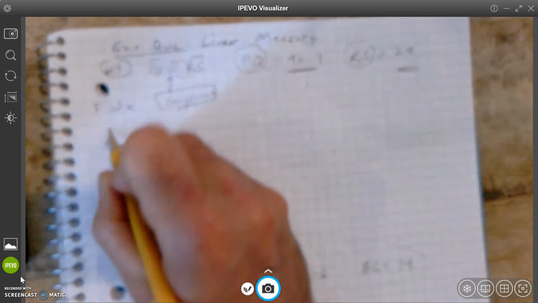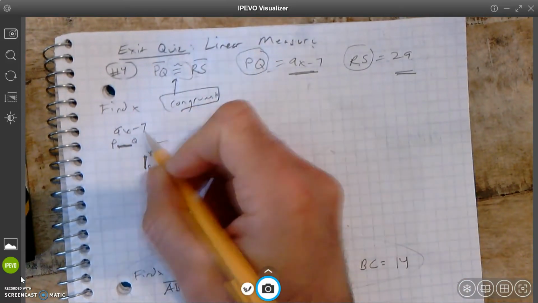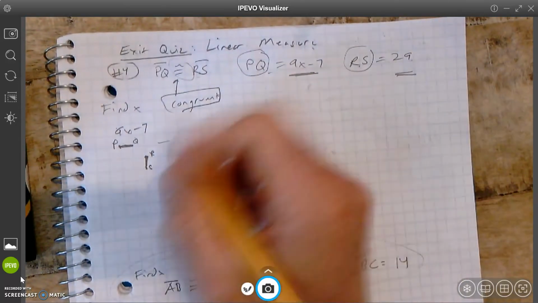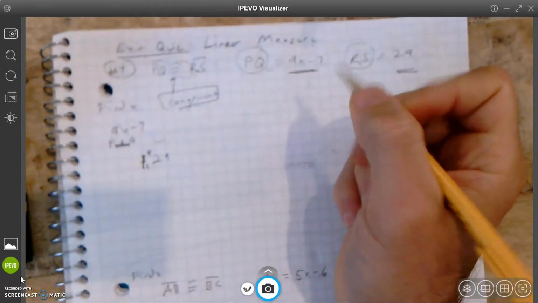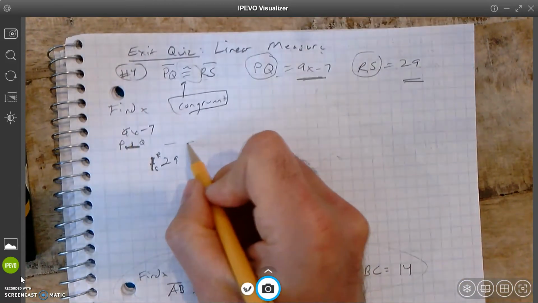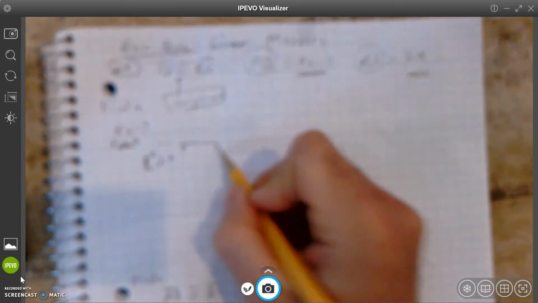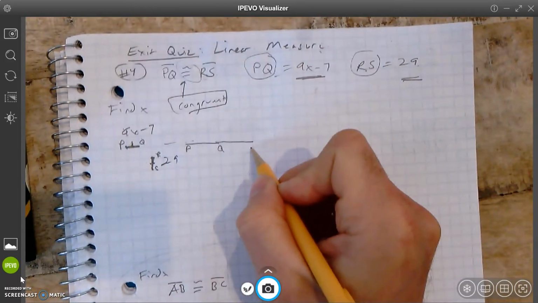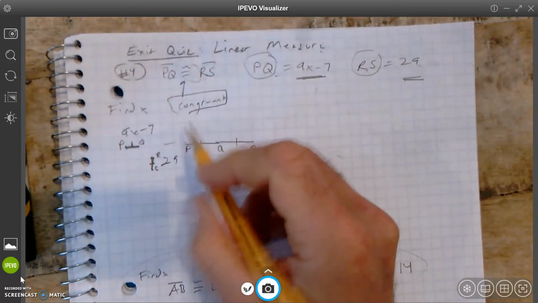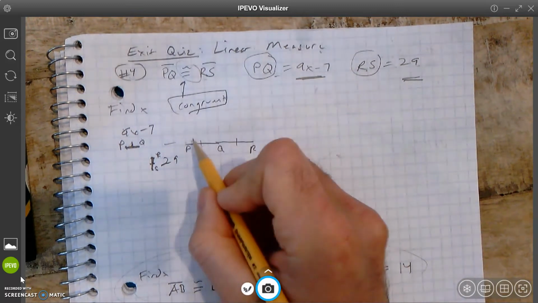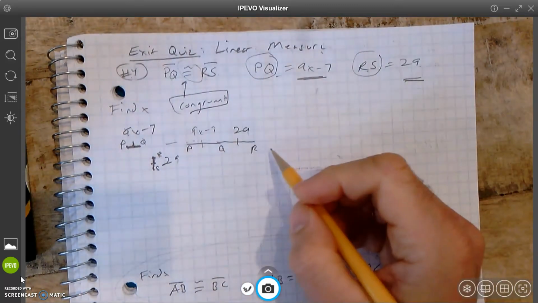So it gives me PQ is 9x minus 7, whatever else, go off this picture I drew, and RS is 29. So these are congruent, so you can make a little mark on them if you want. They can be together if you want, P, Q, R, if this makes you feel good. Those are congruent, and then this is 9x minus 7. This is 29. Like that.